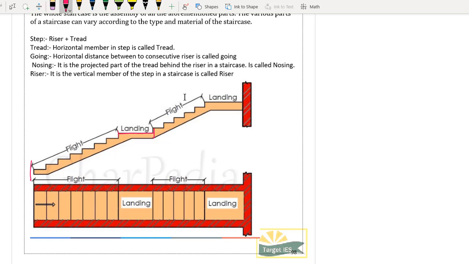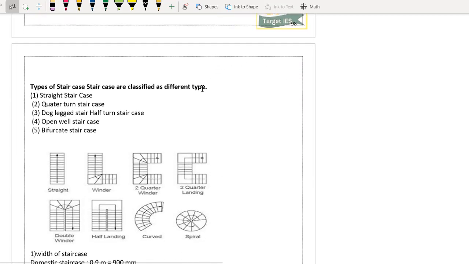So this is the landing, where you change direction, right, from floor to floor or in between the floor. At the center also you will be giving a landing space, right? And this flight, okay, flight is from this part to this part, from 0 floor to first floor, the distance you travel, that will be your flight and so on. Okay, so see the diagram and read it.